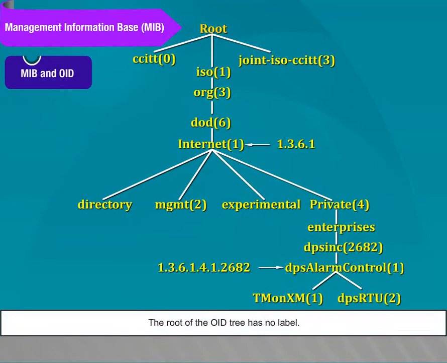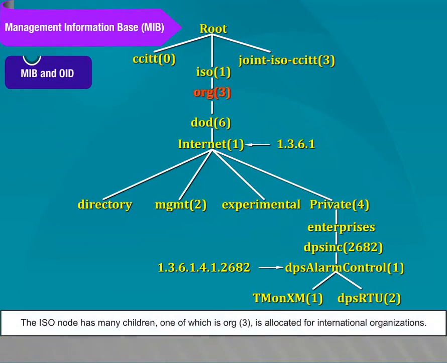The root of the OID tree has no label. Currently, there are 3 children of the root: CCITT of 0, ISO of 1, and joint ISO CCITT of 2. The ISO node has many children, one of which is ORG 3, allocated for international organizations. Under ORG 3 is the US Department of Defense, DoD, of 6, which has the child internet of 1.